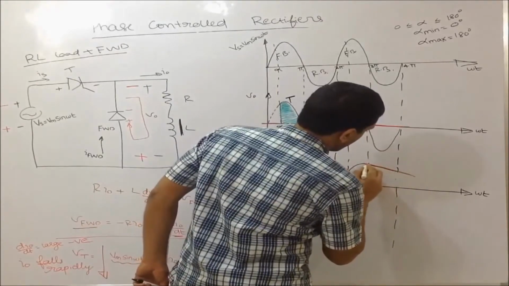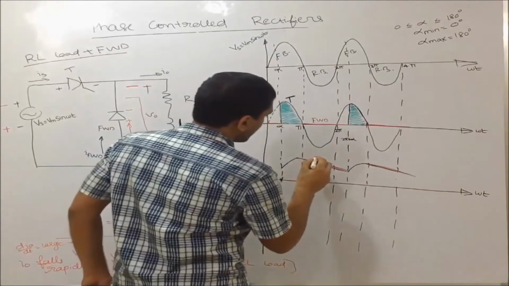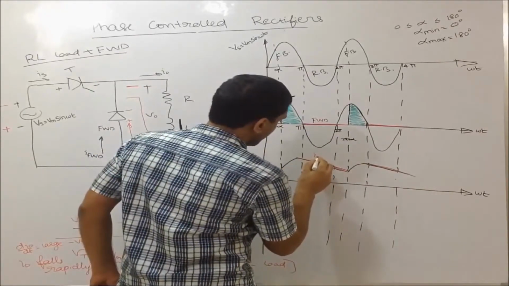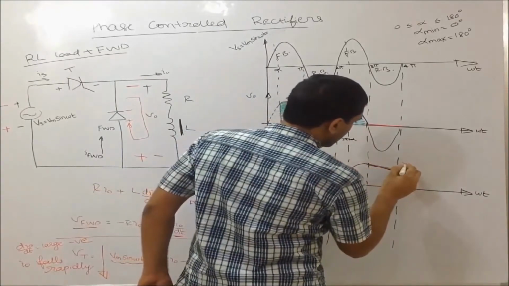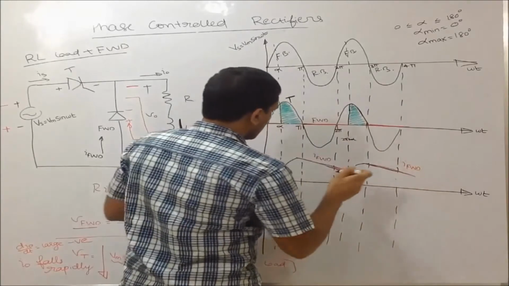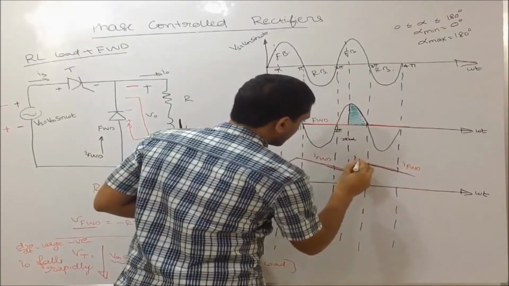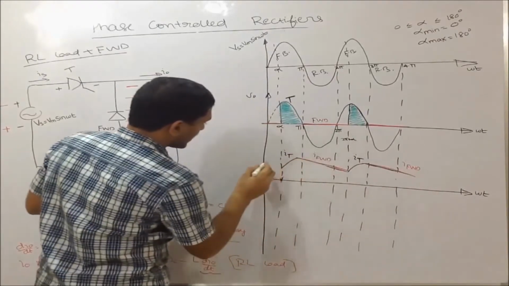This is more or less gradual. This is the current through the freewheeling diode, and this is the current through the thyristor. The same thing I can extend here also.